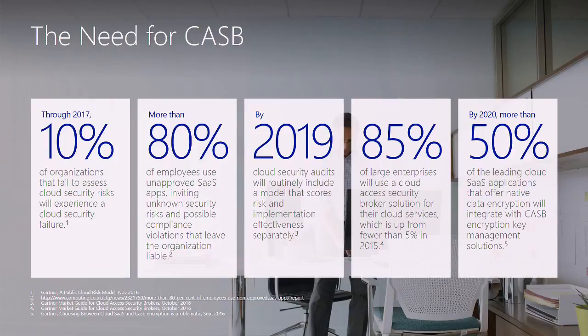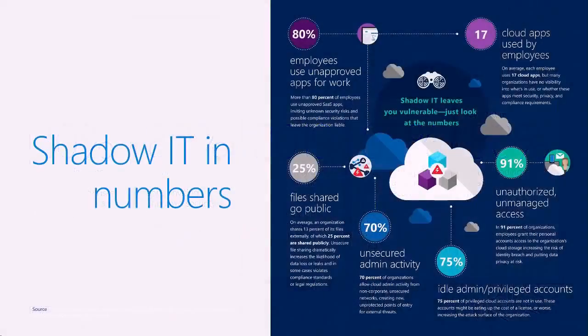They might be violating some sort of compliance, and they're using that. And what we're seeing is 10% of organizations that fail asset security risk will experience a cloud security failure. And they're saying by 2019, we'll see audits will routinely include risk in their audits going forward. And then that 85% number is an increase from 5% in 2015, where large enterprises will actually use a cloud broker solution to find out what's going on with their SaaS applications. So more than 50% of leading cloud SaaS applications will offer native data encryption of theirs. And we'll talk a little bit about that later on.